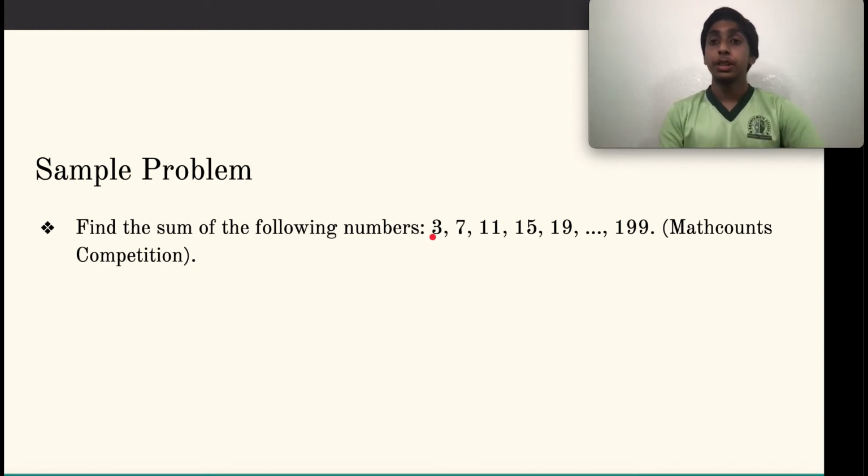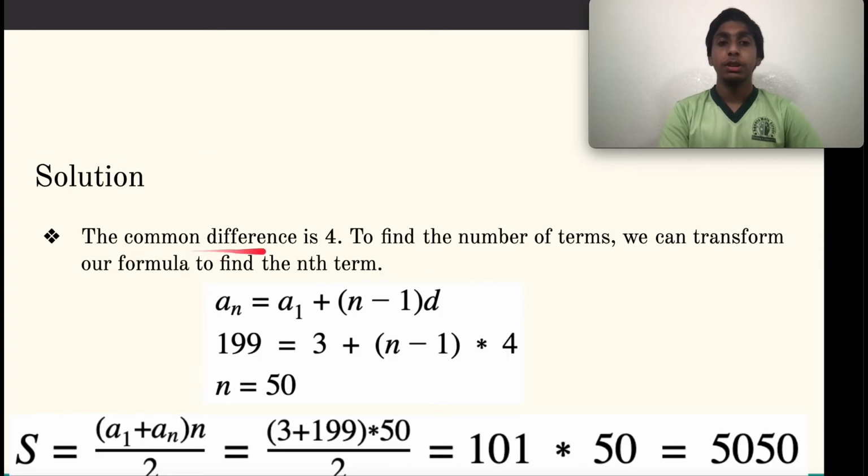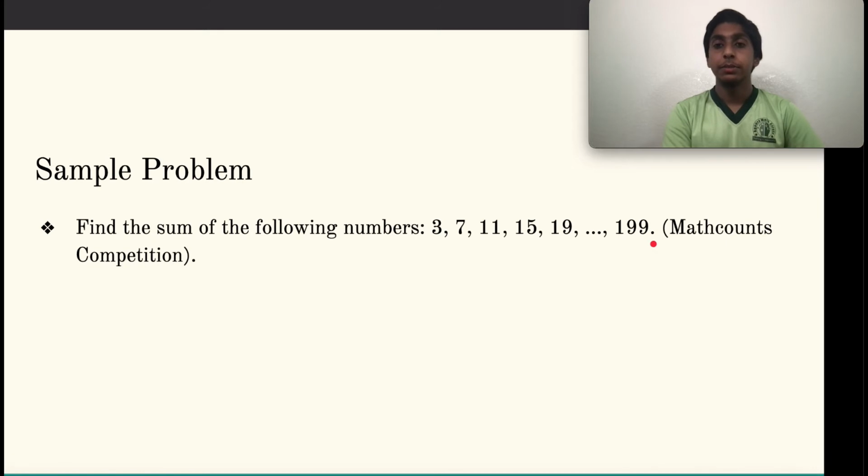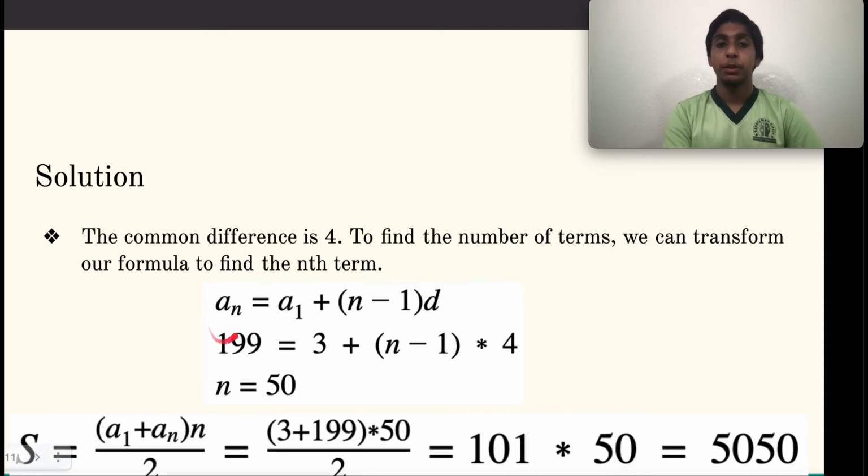Okay, so hopefully you solved the problem. Let's go over the answer. So the common difference is 4. To find the number of terms, we can transform our formula to find the nth term, right? So here's our nth term, and this is going to be equal to the first term plus n minus 1, so the number of terms minus 1, times d. So we can transform this based on what we know. We know that the last term in the sequence is 199, and we're trying to find what n is.